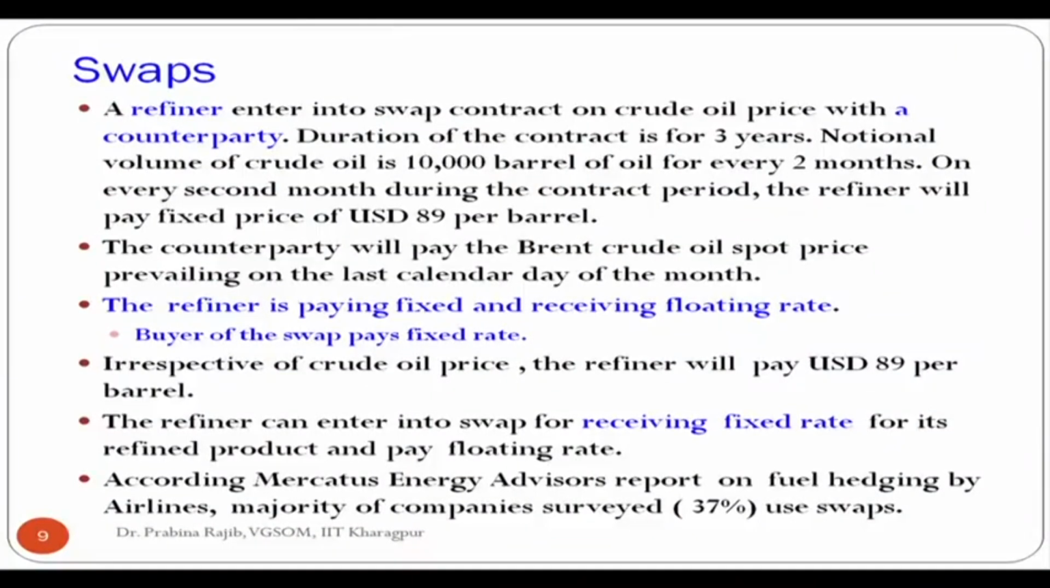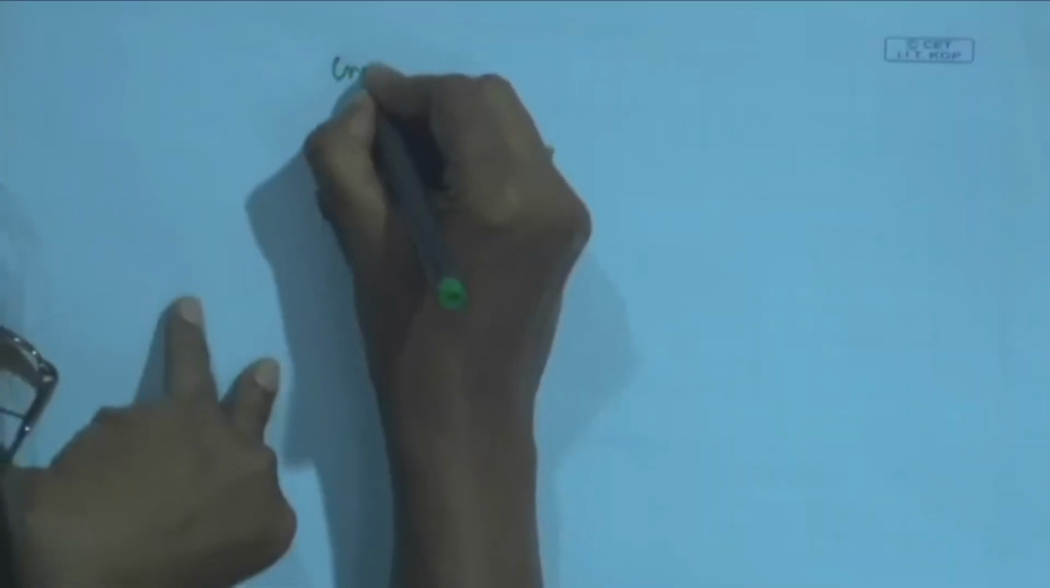So in this kind of contract, every 2 months, depending upon the prevailing WTI spot price, the party can be a net receiver from the swap contract or a net payer from the swap contract. Let's quickly look at an example. This is a refiner, but what will happen to a crude oil producer?